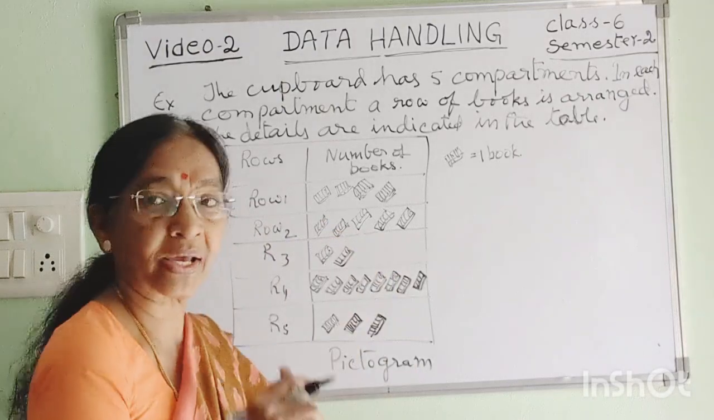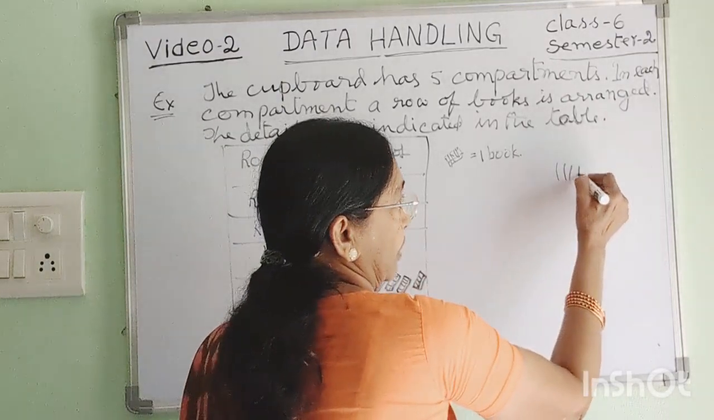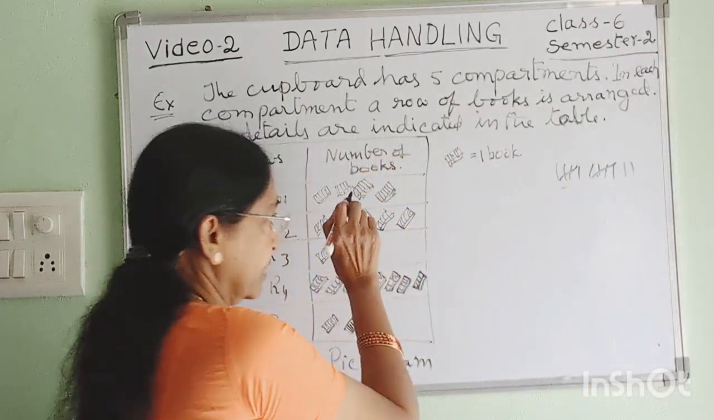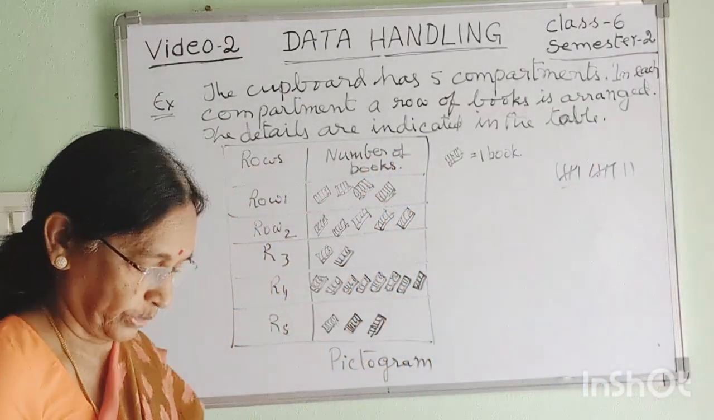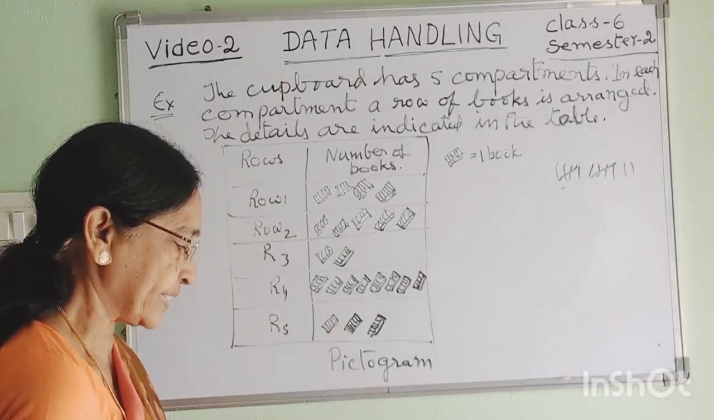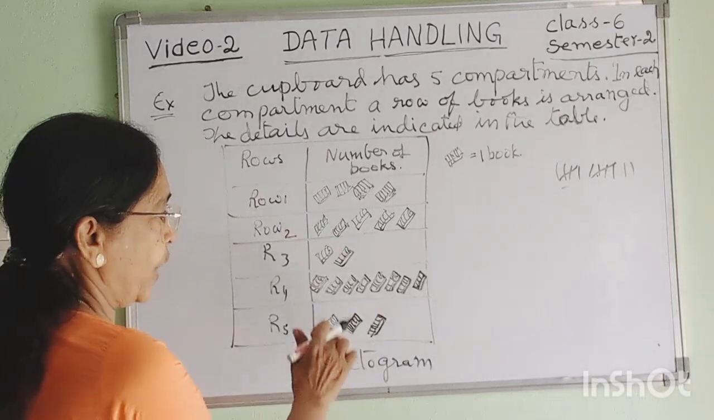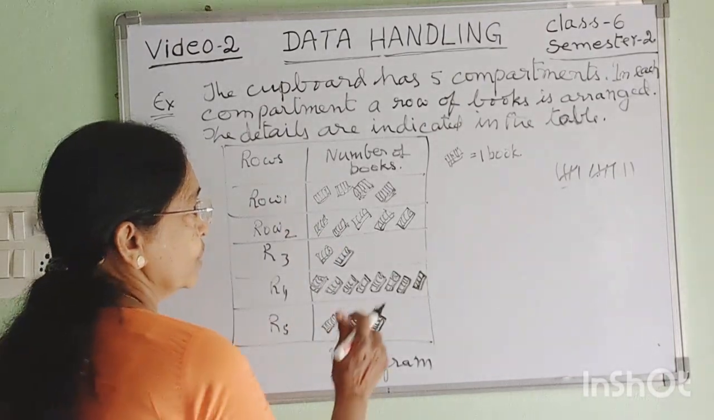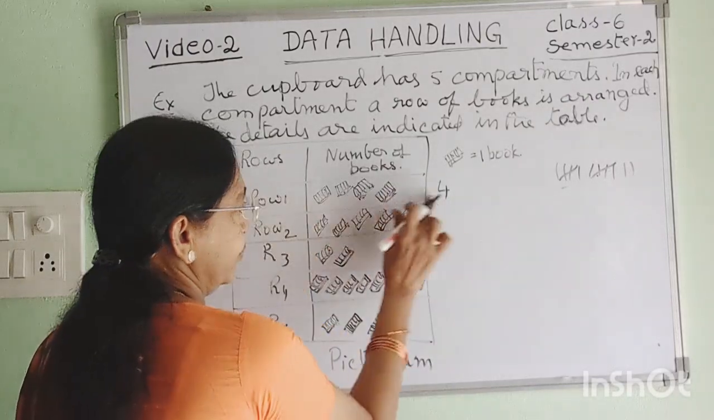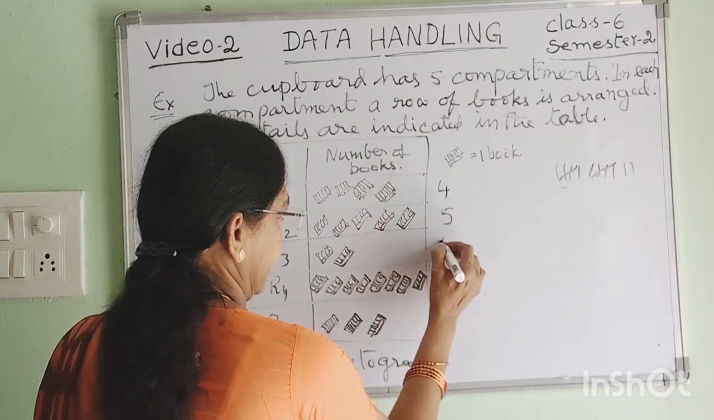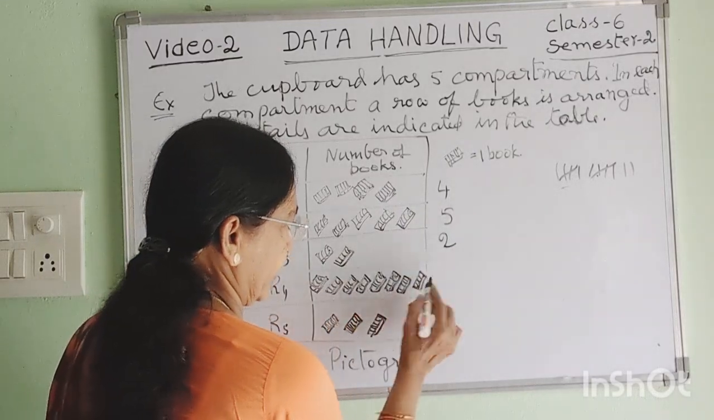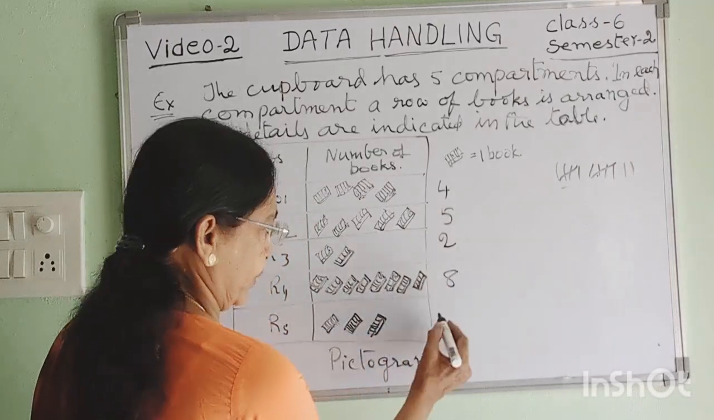If marks like this are used, that is called tally marks. These are called tally marks. These are called figures. Therefore, this is a pictogram. Here the questions are, which row has the greatest number of books? So we can write the number of books here. In first row 4, second row 5, third row 2. In fourth row 1, 2, 3, 4, 5, 6, 7, 8 books were there. In fifth row there were 3 books.